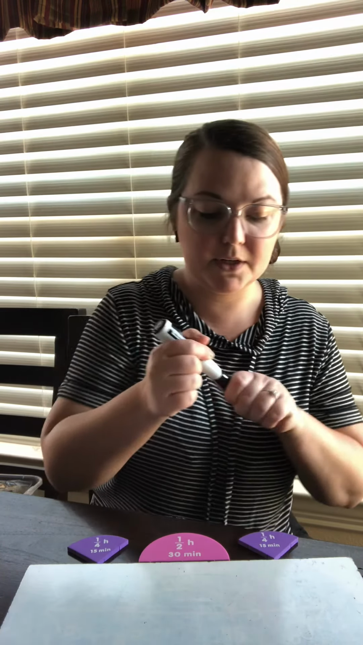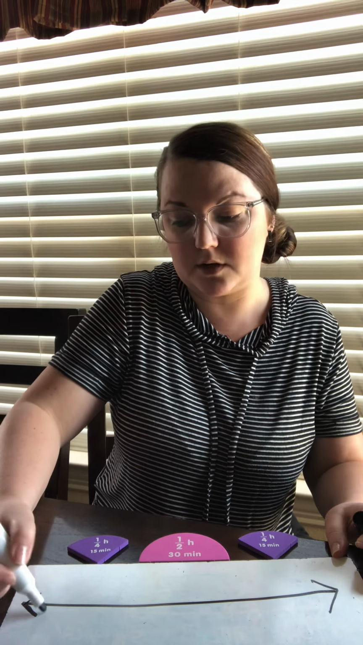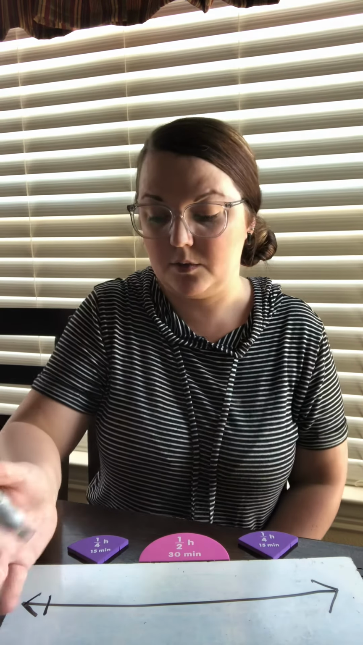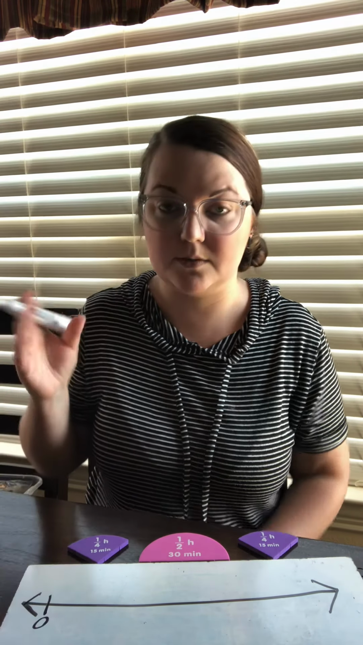So I have these manipulatives and I could place them together to solve that, but I also am going to represent it on a number line so that we can see a couple different ways to solve this problem. So the first thing I'm going to do is draw my number line. And I'm going to start at 0 because that's where it started, when she's leaving her house.